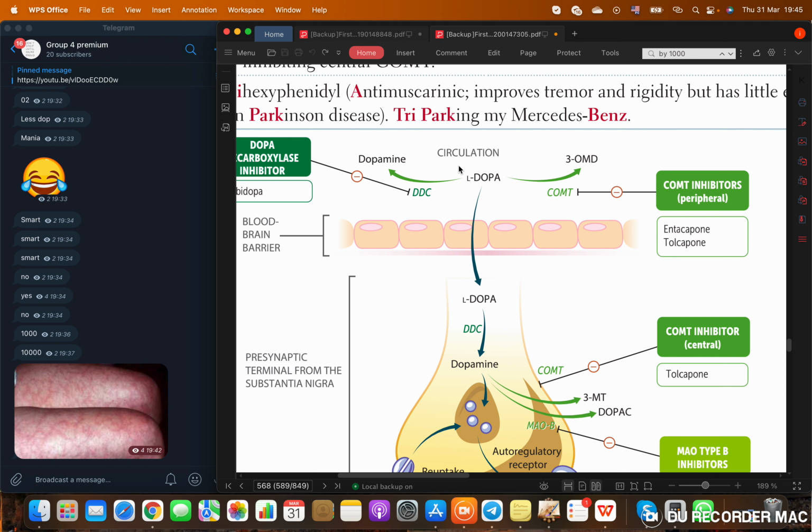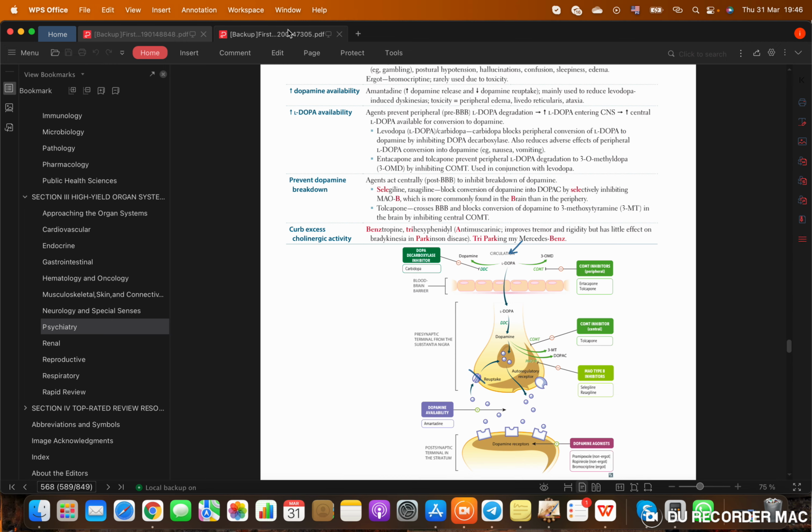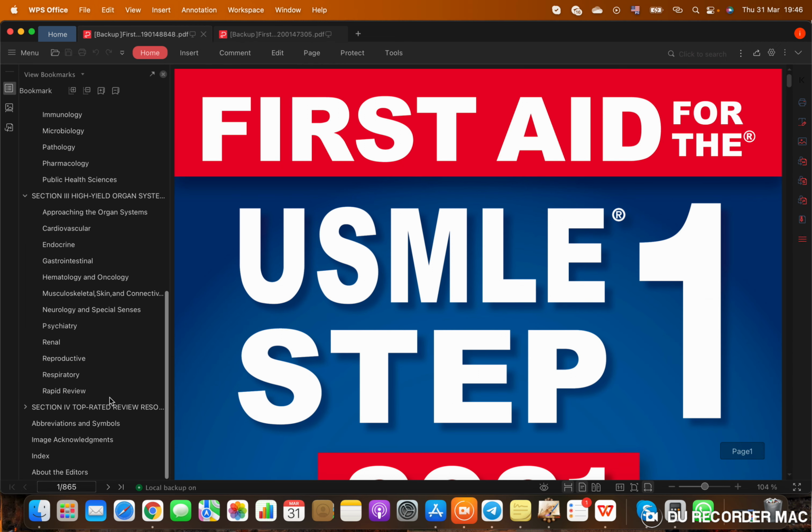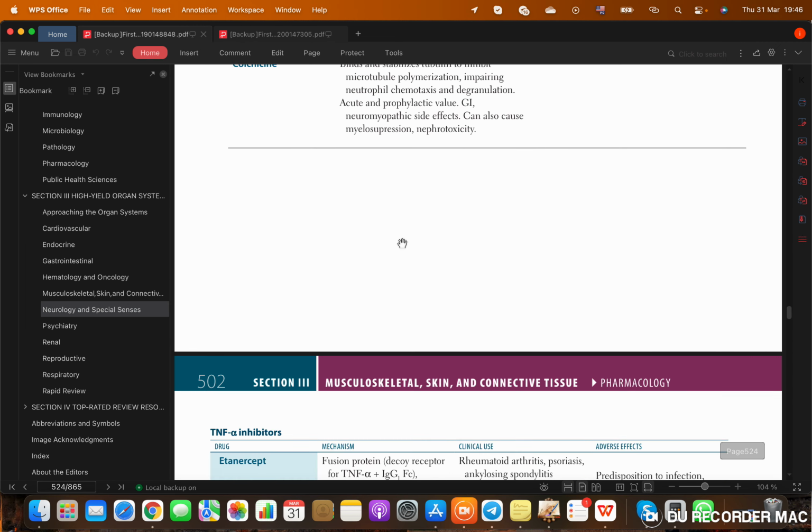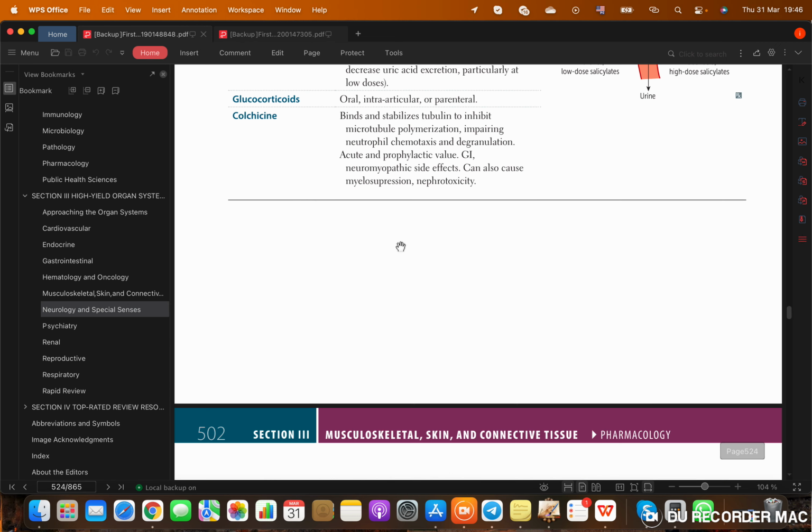However, Parkinson's disease is not an easy disease, meaning it's progressive. So it doesn't matter how many medications you give. Eventually, they will all fail. After enough time, they will all fail. So what should I do? Like, should I give up? No, you don't give up. So what should you do? Let's see. So they write, curb excess cholinergic activity. So these patients also can be given anticholinergics like benztropine and trihexyphenidyl.